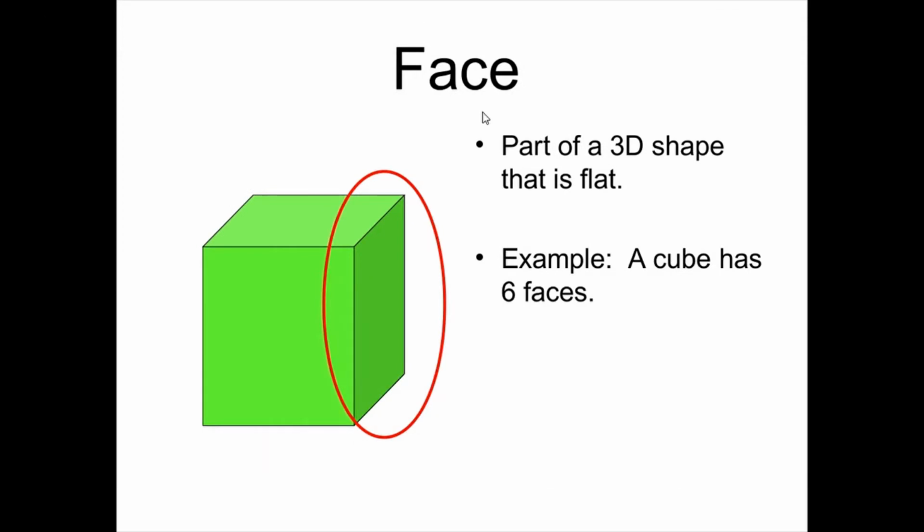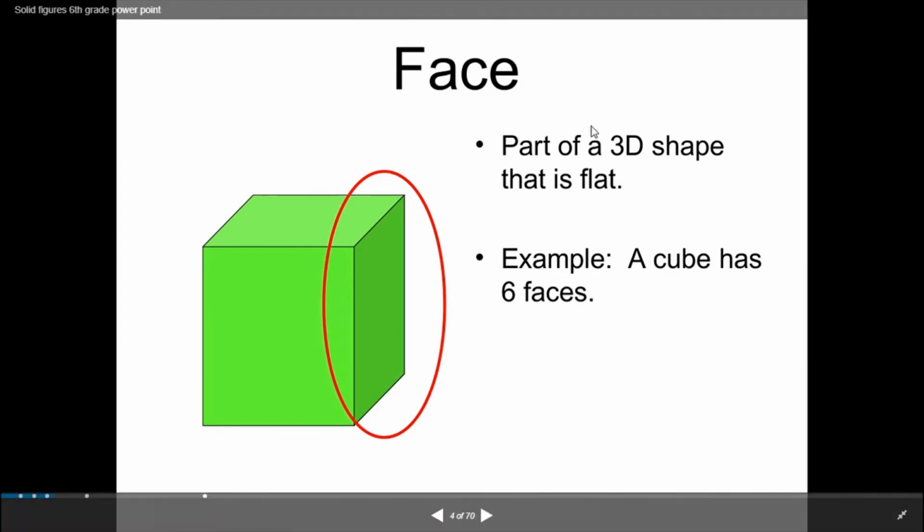Now, what is the face? A face is a part of a 3D shape that is flat. An example of that is a cube, which has 6 faces. So the flat part of a solid is what we call a face. For the cube we have 1, 2, 3, 4, 5, and 6.